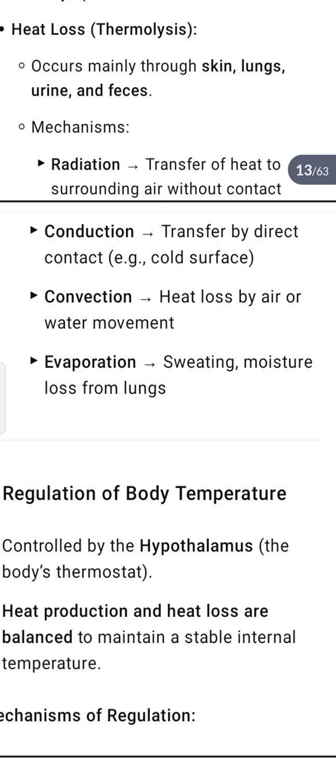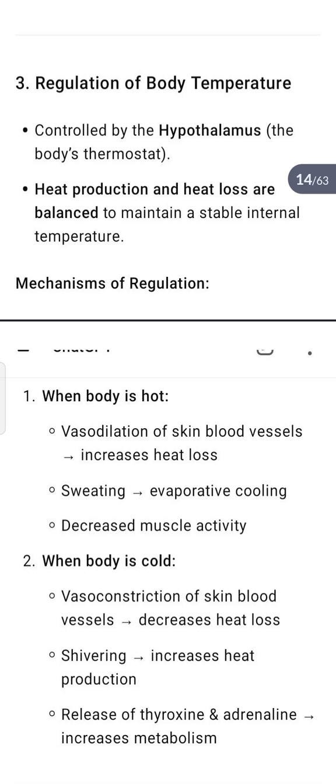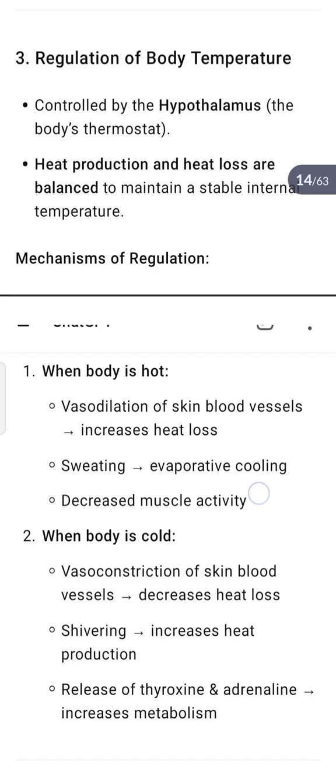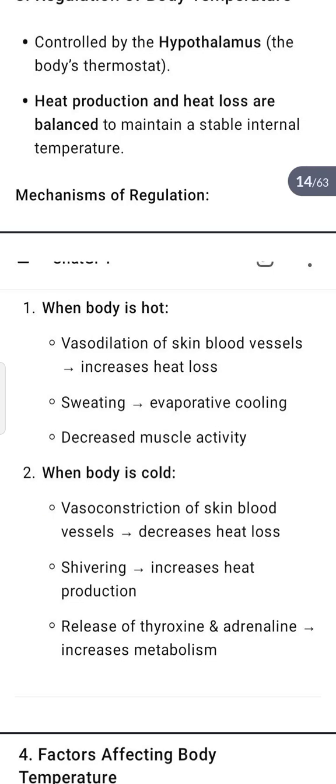Convection, heat lost by air or water movement. And evaporation, sweating, moisture lost from the skin. Now we are having regulation of body temperature. How is body temperature regulated? It is mainly controlled by the hypothalamus, the body thermostat. Heat produced and heat lost are balanced to maintain a stable internal temperature.